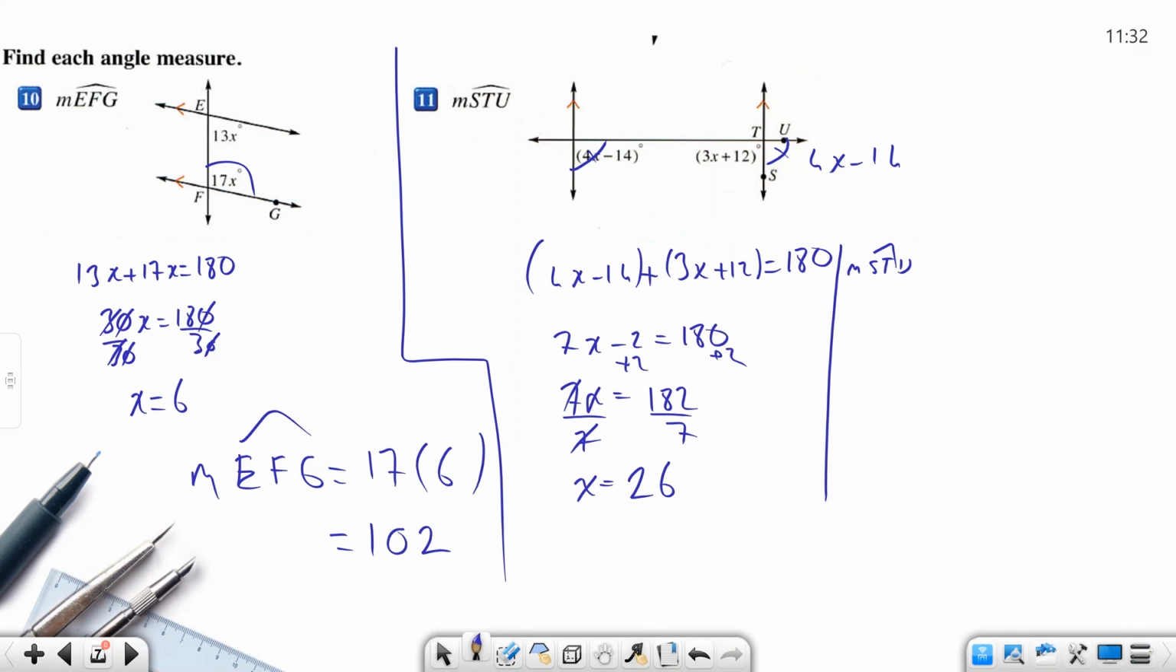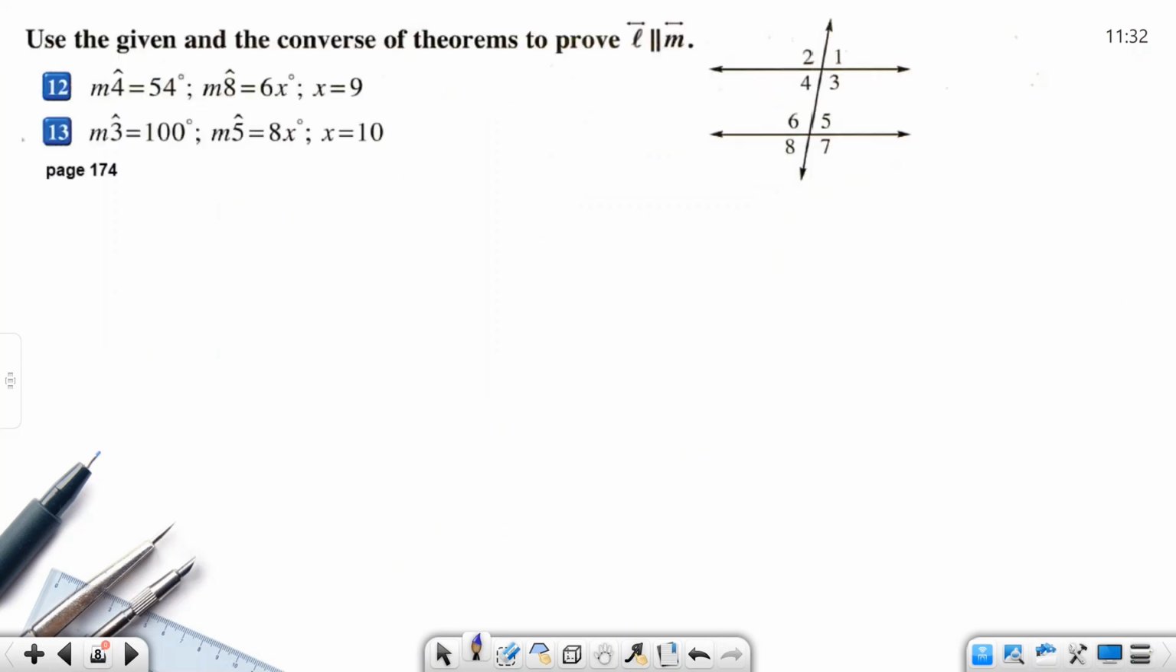So measure of angle STU is equal to 4x minus 14. So what is x? x equals 26. 4 times 26 minus 14. Now you need to calculate 4 times 26. So it makes 104 minus 14. When you subtract it, it will be 90 degrees. So that's all. Let's continue.